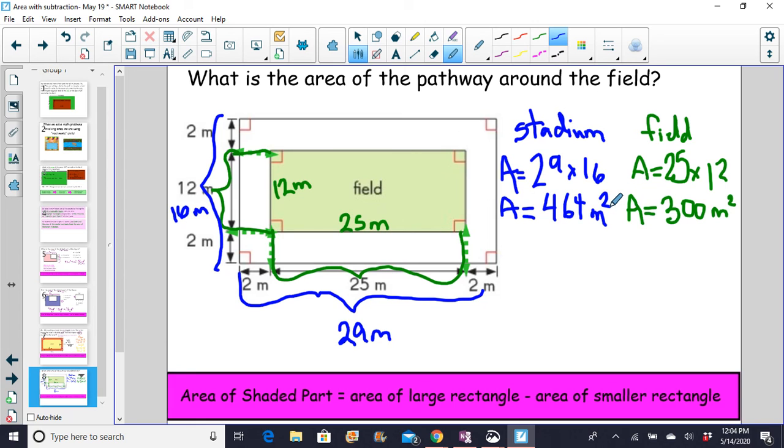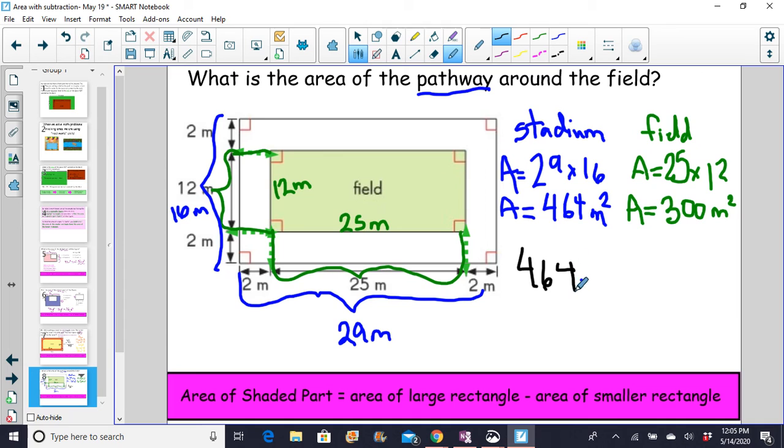Now, go back to the original problem because we're not done yet. The original problem says, what is the area of the pathway around the field? To find the area of the pathway, sometimes it's the shaded part. In this case, it's not the shaded part, it's the area of the pathway. To find the area of the pathway, I'm going to subtract the area of the smaller rectangle from the larger rectangle.